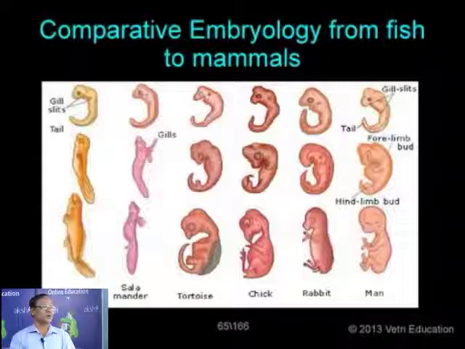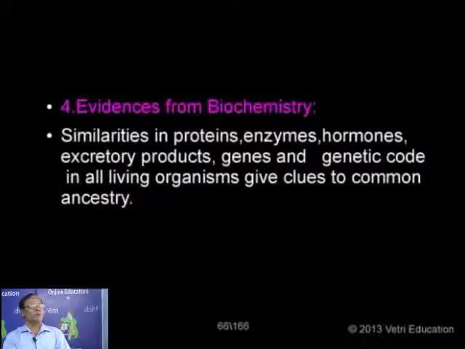So there is a common ancestry for all these organisms. That is why it is called monophyletic origin. That represents common ancestry. Now the fourth evidence in favor of organic evolution is from biochemistry.